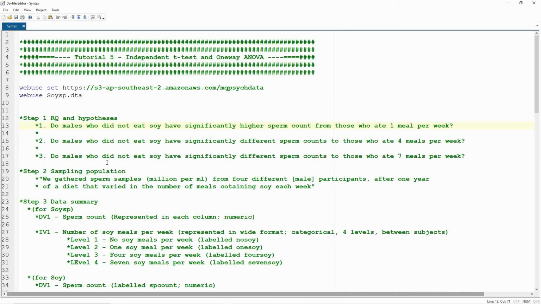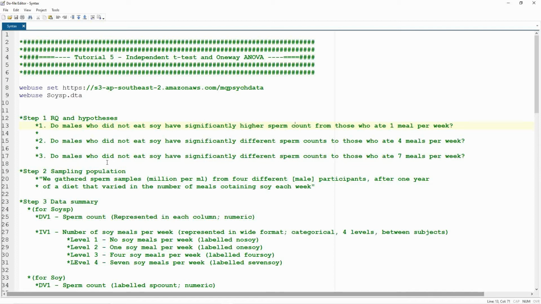For today's study, we've got quite an interesting design that we're looking at. We have one categorical IV with 4 levels, which is different amounts of soy that men ate throughout their week. And then we have one numeric dependent variable, which is how much sperm a man has. And the idea here is we want to know whether or not changing the amount of soy that a man eats will lead to a different amount of sperm that they have.